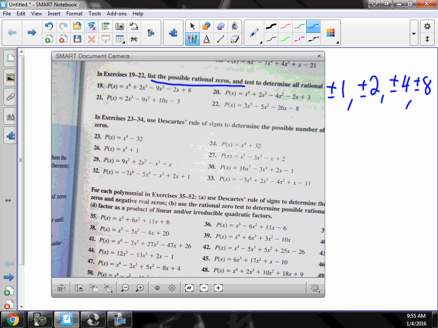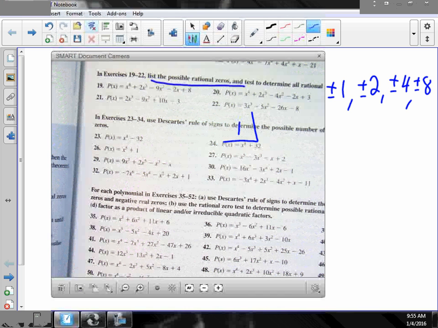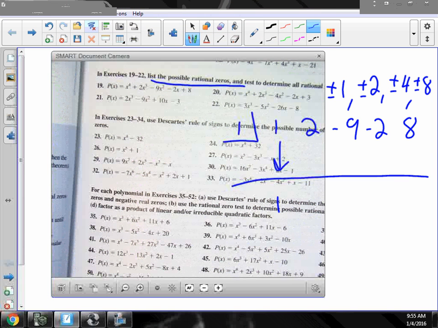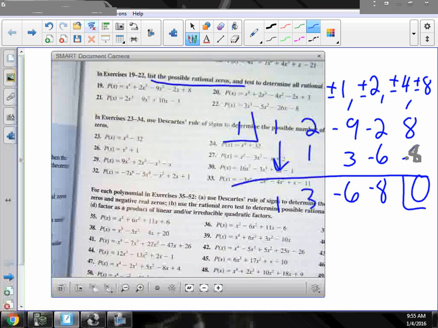So we need to test some of these. Which one would you start with? 1 is the easiest. So I'm going to put 1 in the box and do synthetic division. Am I missing any coefficients? No. So 1, 2, negative 9, negative 2, and 8. Drop the 1. 1 and 1 is 1. 2 and 1 is 3. It'd be 3. Negative 6. Negative 6. Negative 8, and 0. Well done. Okay? So the roots, I'm going to keep a root list up here, x equals 1.